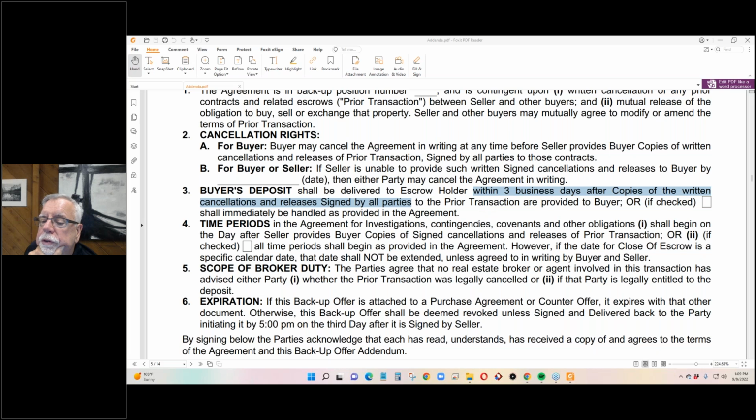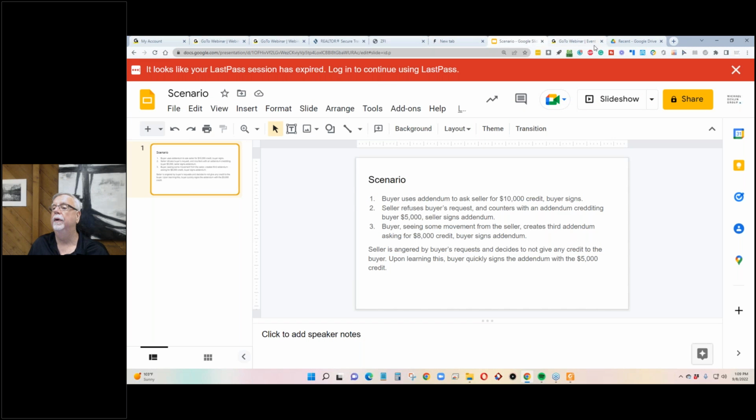At what point do you provide the backup offer addendum? Do you disclose this on your first buyers as part of the disclosure package? All right, that's a good question.